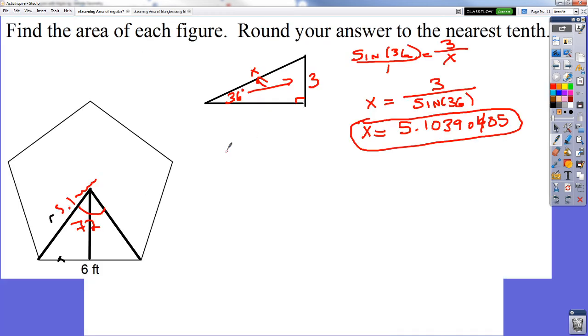So let's go ahead and plug everything in. Area equals 1/2 times, I'm going to write it out like this, 3 over sine 36, squared, because it's the same thing times the same thing, so that's squared, times the sine of 72. So now that I've done this, I'm going to go ahead and solve. This is one triangle. 1/2 times that 5.1 number.